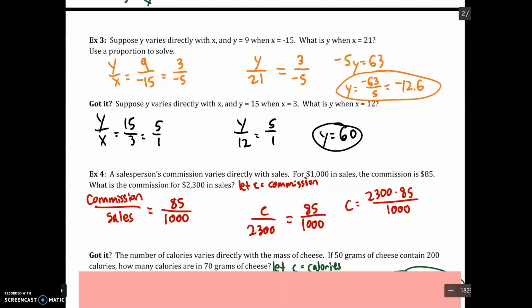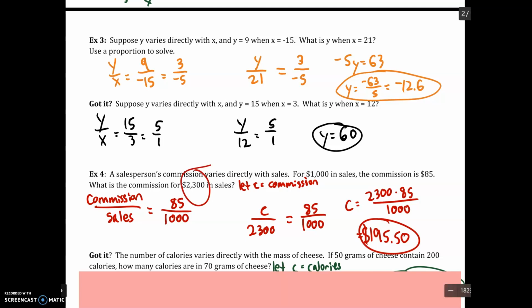So keeping that right-hand side the same, we know that if I multiply the top by 2,300, I found this on my calculator, multiplying that and then dividing by 1,000. That does come out to, I believe, 195.5. If we're answering this as a dollar amount, let's put that in our units. $195.50 is going to be our new commission.